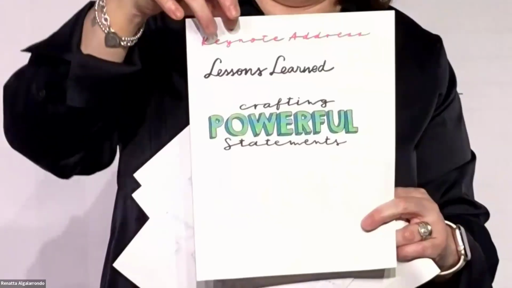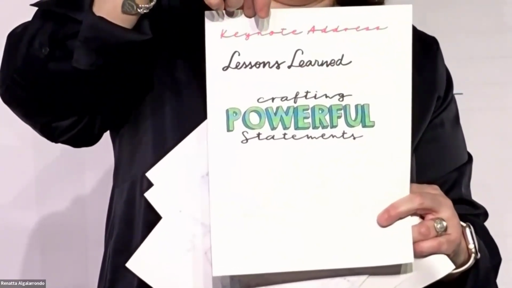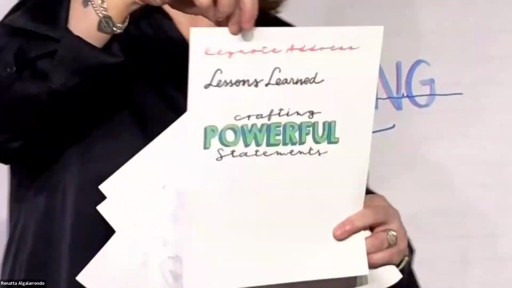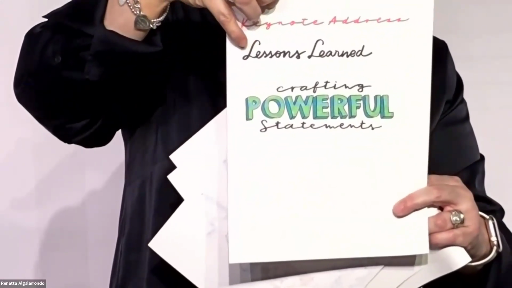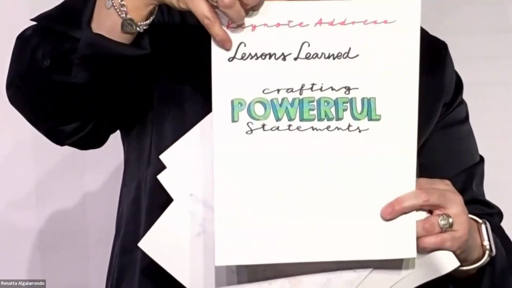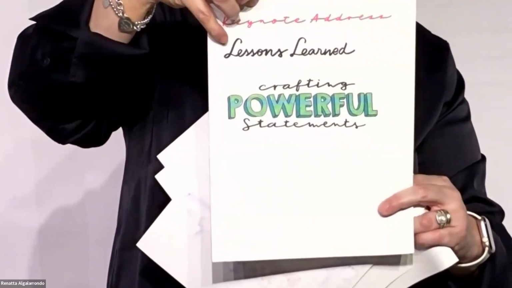Yeah. So you can see this keynote address. It's very stretched and slanted, right? You can see there. Then the lessons learned. I just slanted a little bit and wrote lessons learned. That's it. That's the title. No color, no nothing. That was it.